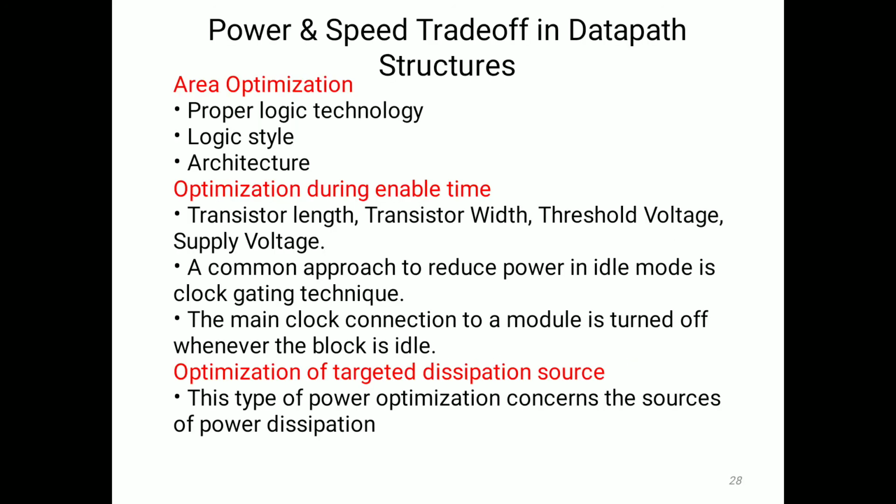So next one, it's a power and speed trade-off. While considering the power and speed trade-off, we have to optimize our area, then speed and also power. In the area optimization, we have to use the proper logic technology, then the proper logic style, then architecture.